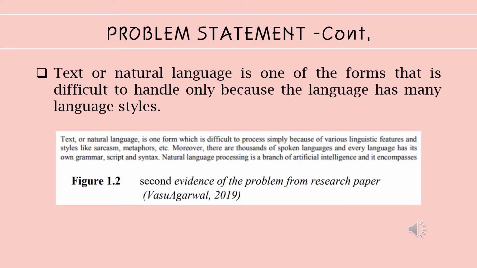The second problem statement is that text or natural language is one of the forms that is difficult to handle because the language has many language styles. The examples of language styles are satire, metaphor, and others. In addition, there are thousands of grammars and scripts. Figure 1.2 is the evidence for the second problem from research paper Vasu Agarwal 2019.